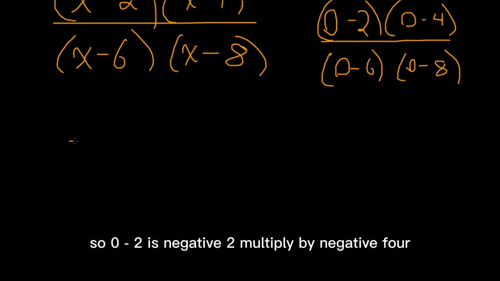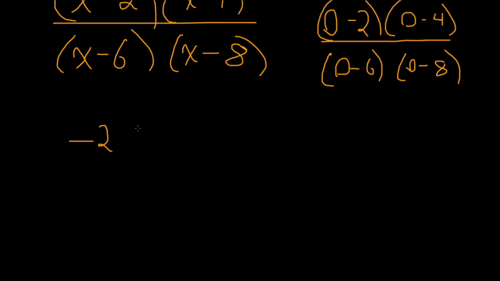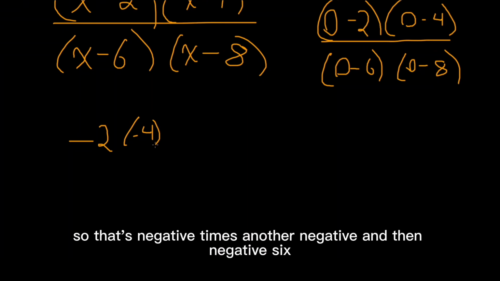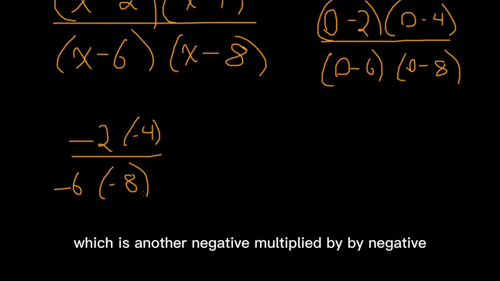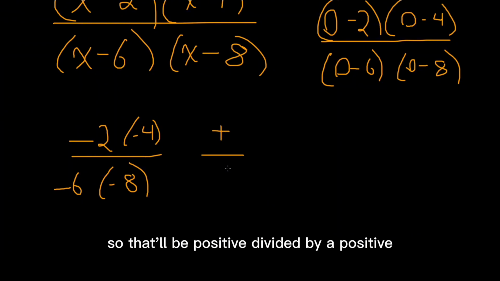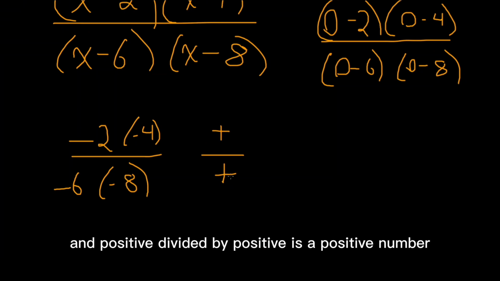So 0 minus 2 is negative 2, multiplied by negative 4. So that's a negative times another negative. And then negative 6 multiplied by negative 8, which is another negative multiplied by a negative. So that'll be positive divided by a positive. And a positive divided by a positive is a positive number.